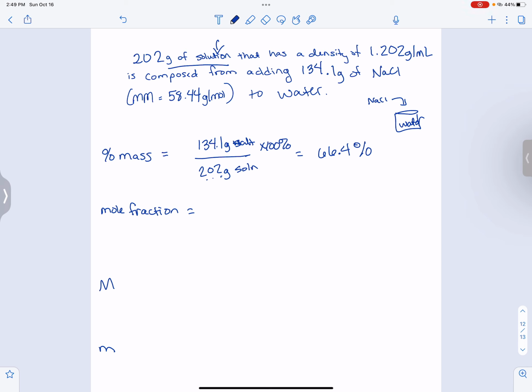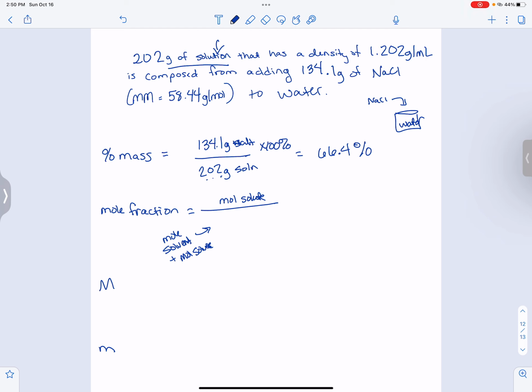But in this case, I need to figure out moles of solute for the top. And I need to figure out moles of solvent plus moles of solute. And the reason I have to write it like that is because there's nowhere in the problem that it gives me the molar mass of the solution, because the solution has a certain percentage of NaCl in it, a certain percentage of water. It's related to what the density is, but it's a certain amount. And so we don't have that information.